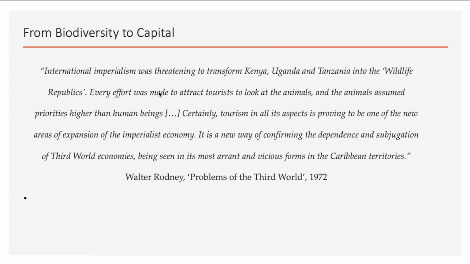So I would say that Rodney was neither a conservation social scientist nor a political ecologist, but he understood the role of protected areas, the role of national parks, within this expansion of economic imperialism by European countries, but also the US, right? And he sounded the alarm for it in 1972.